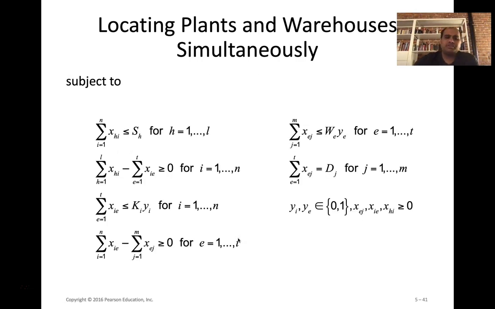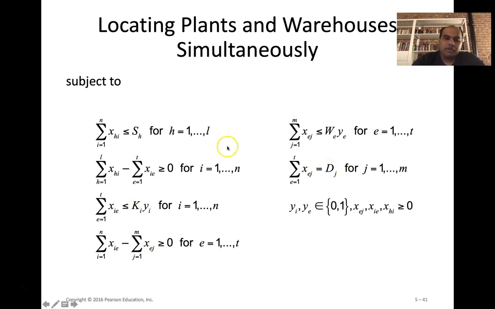Now for the constraints. A couple of these constraints are familiar. This is the supply constraint, just like any supply constraint that we had. Total supply coming out of any of your suppliers has to be less than or equal to the supply that is available from the supplier. And then finally, the last constraint is a demand constraint, and it's saying that the total demand at any demand location has to be fully satisfied.